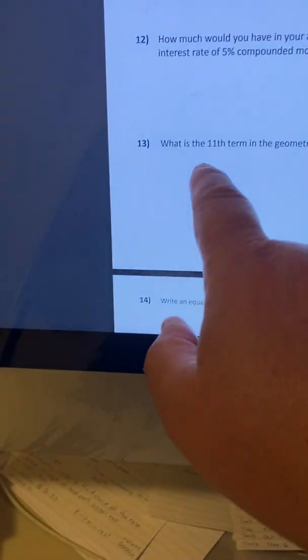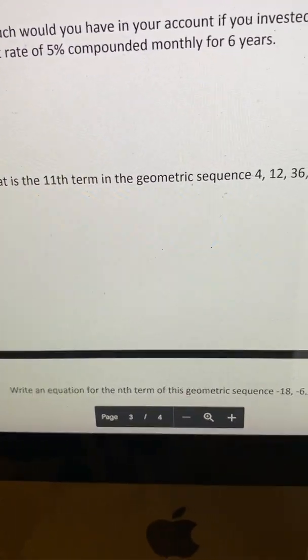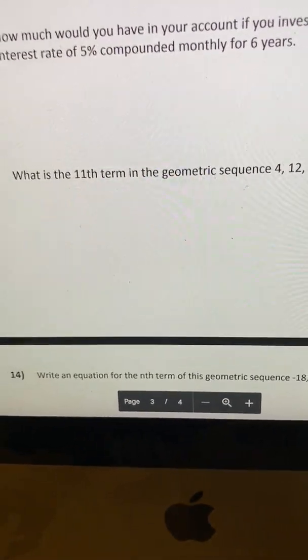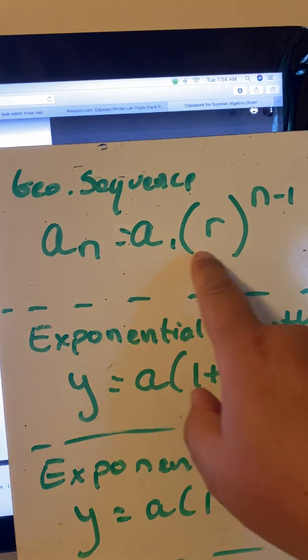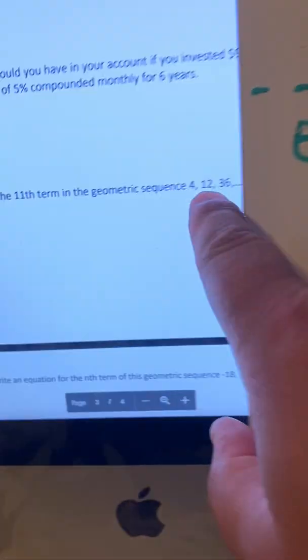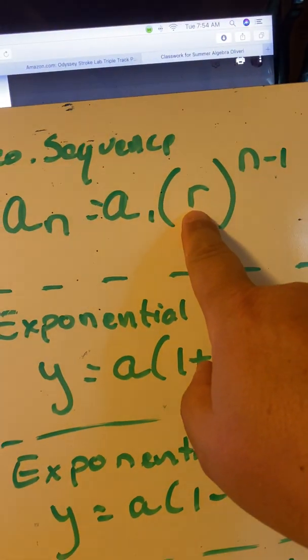Now, how would I use that? That would be like in the ones that go over like number 13. What is the 11th term in a geometric sequence that goes 4, 12, 36? Okay. 4 would be your initial number. The rate at which it changes. What's 36 divided by 12? 3. What's 12 divided by 4? 3. Okay, so the rate at which it changes would be 3.